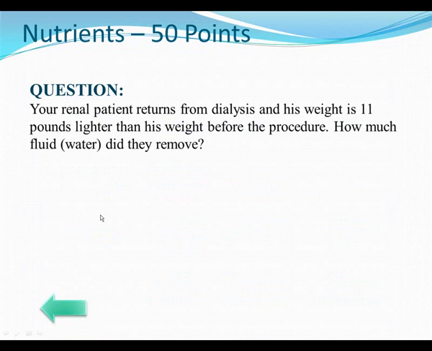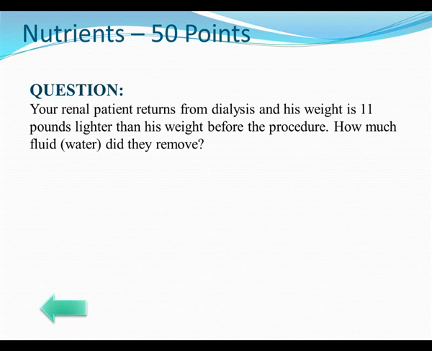Your renal patient returns from dialysis and his weight is 11 pounds lighter than his weight before the procedure. We know that before they go to dialysis, a patient gets weighed in the hospital, and then they will weigh them when they come off of dialysis. So how much fluid, how much water did the dialysis machine take off if your patient is 11 pounds lighter on his weight? This is an important thing to look at in your patient's hydration status and your patient's INO.